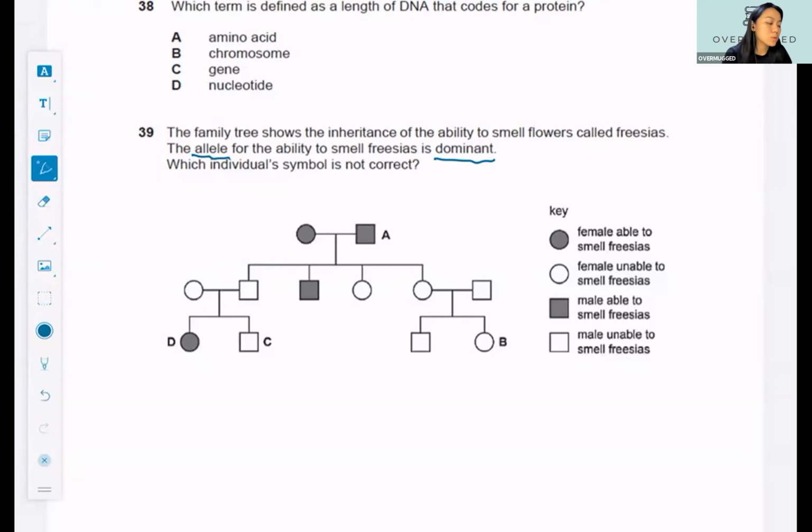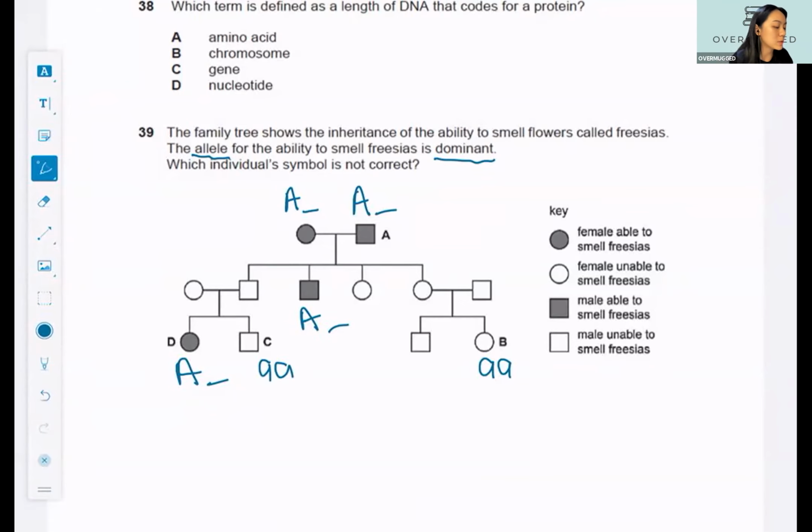So we start writing it down. So when it said that it's able to smell flowers, because it's dominant, it can either be homozygous dominant or heterozygous. And if it is not able to smell, which means that it's showing you like the white circle or white square, it has to be homozygous recessive, right? Because it is a dominant allele. So look at this and think like, which one would probably be a wrong symbol.